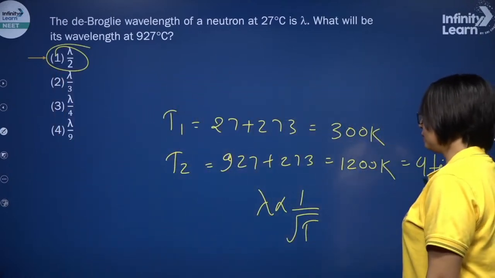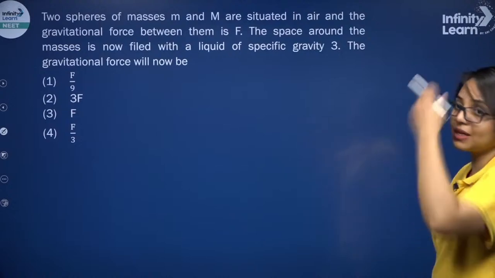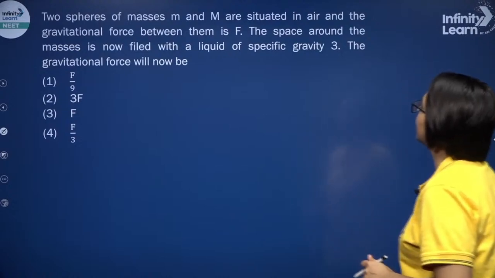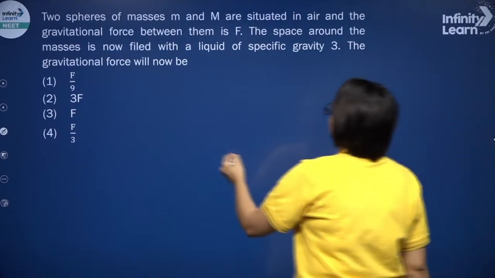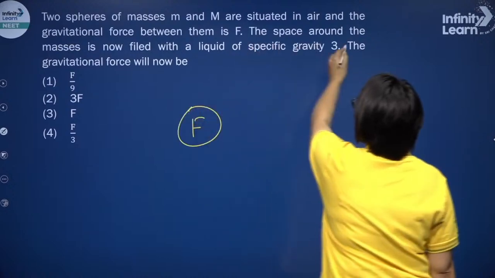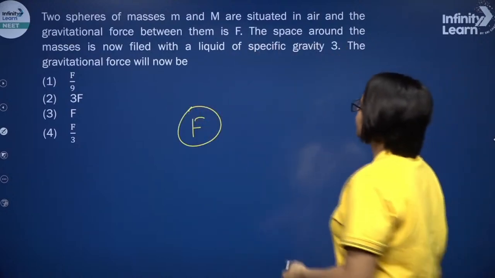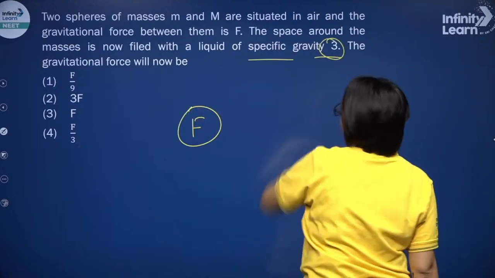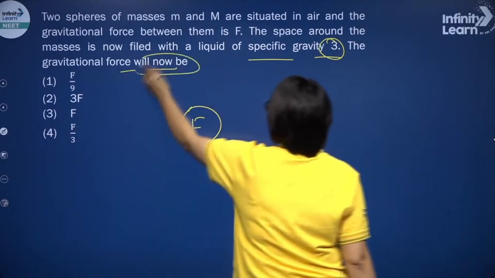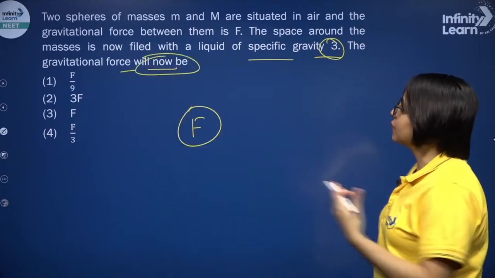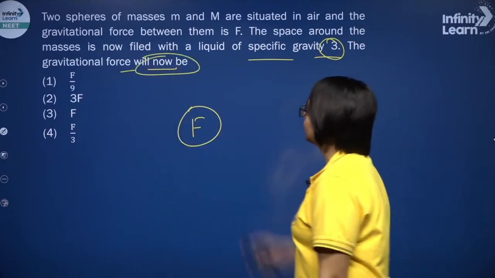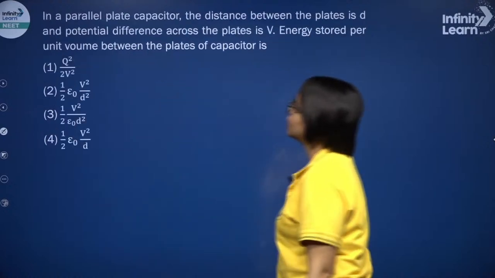Next is this one. Two spheres of masses m and capital M are situated in air and the gravitational force between them is F. The space around the masses is now filled with a liquid of specific gravity 3. The gravitational force will now be? Gravitational force is independent of the material medium between the masses. So it will be the same, which is option 3.